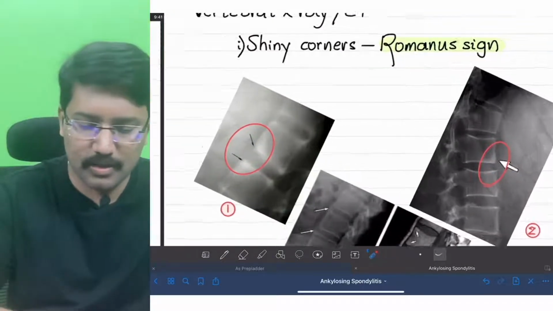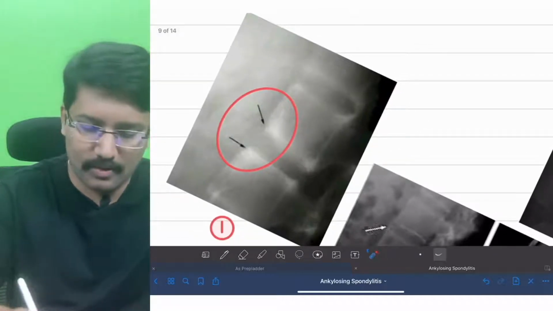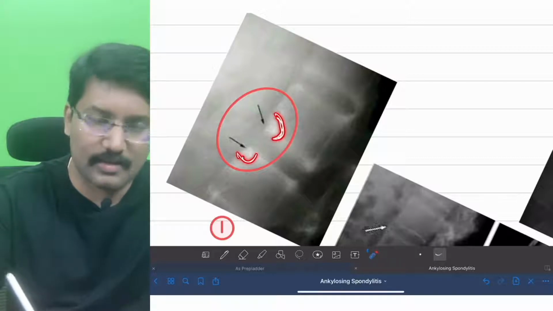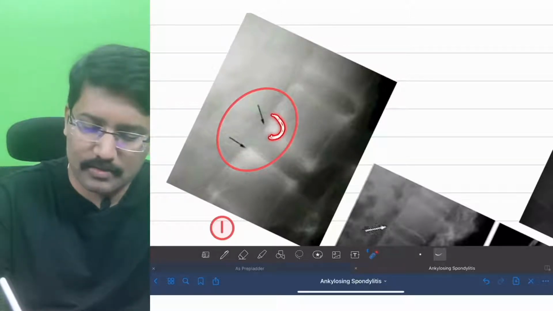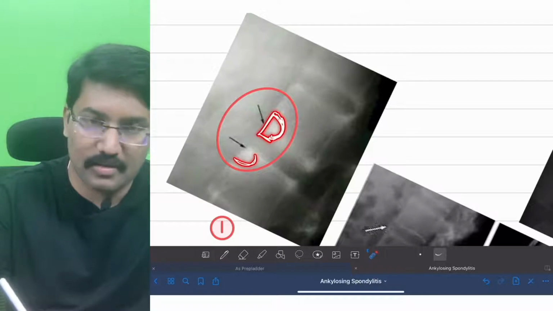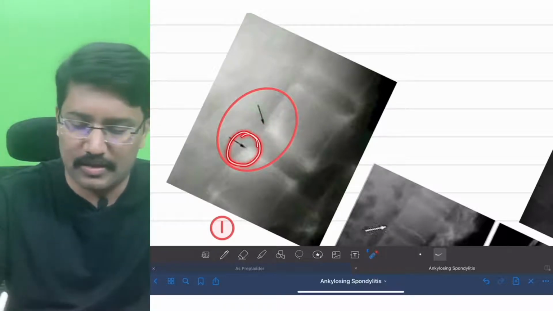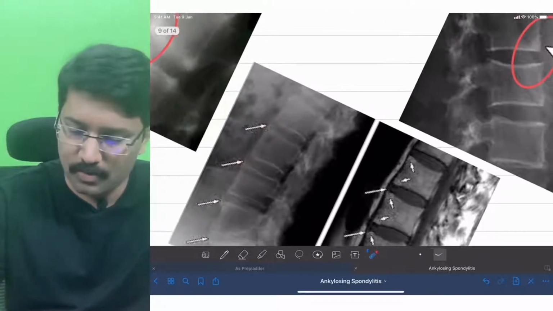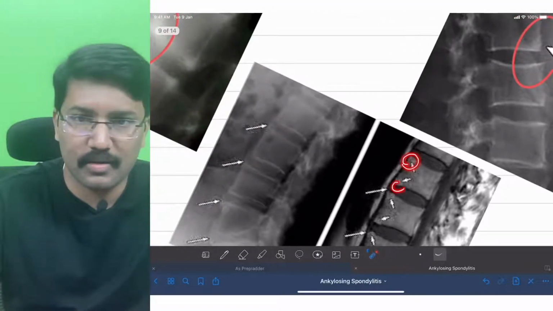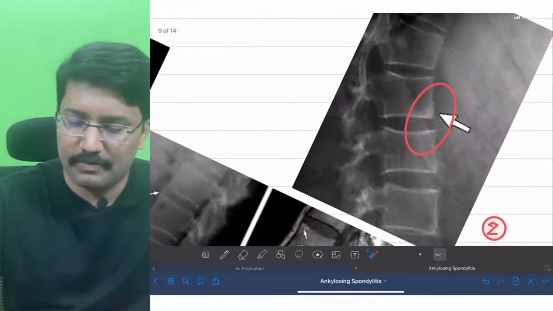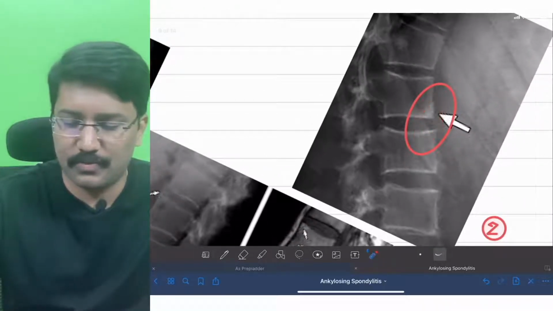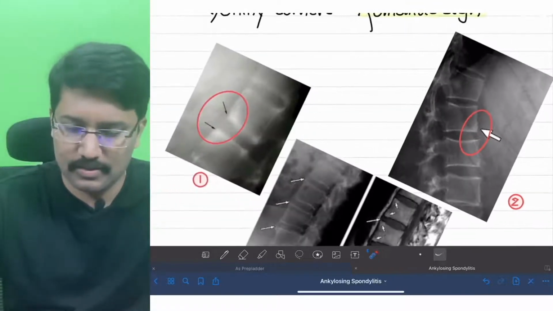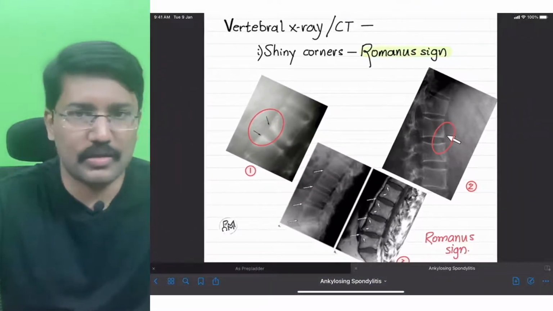What is shiny corners? You can look at the image number 1, right? The corners of these vertebral bodies, they are shiny, right? Like some illumination is there underneath them, right? This is what is known as shiny corner. You can appreciate it on these images also if it is clear to you on your screen. Maybe it is a little more clear here, right? And it is definitely very clear in this portion, right? You can literally see that the corner is very shiny, right? What is this known as? This is known as Romanus sign or shiny corners.